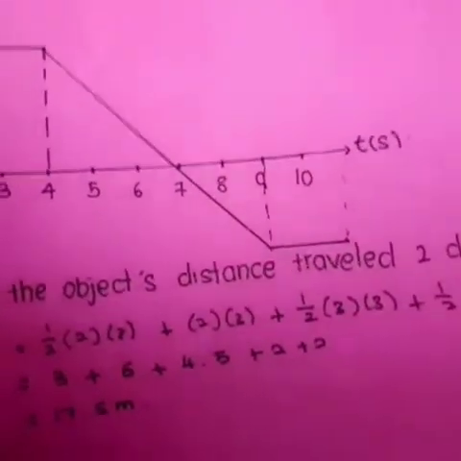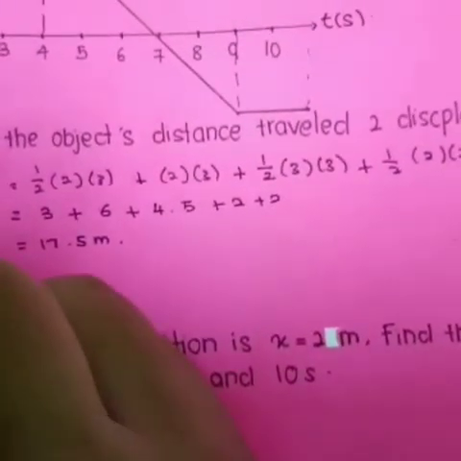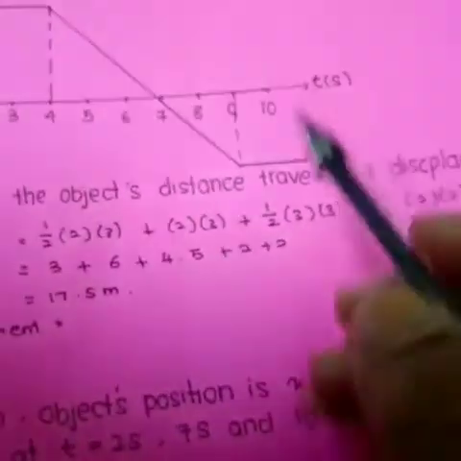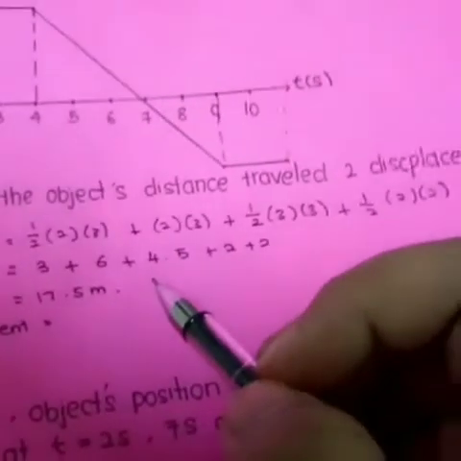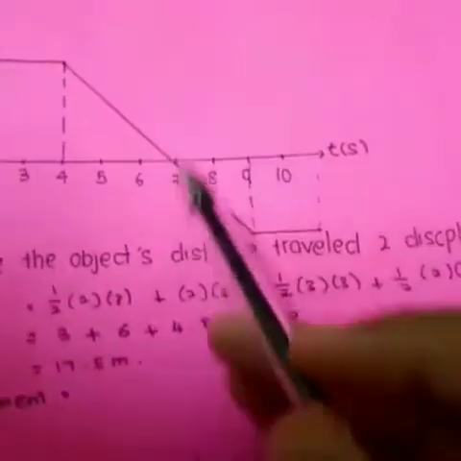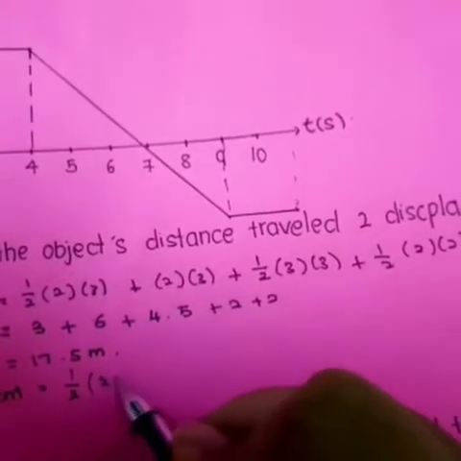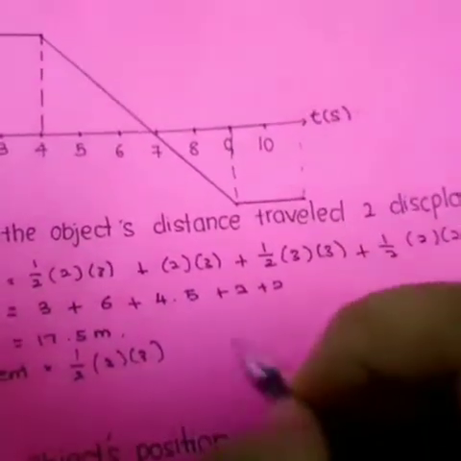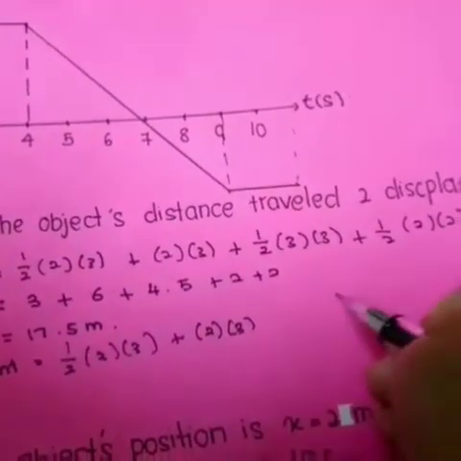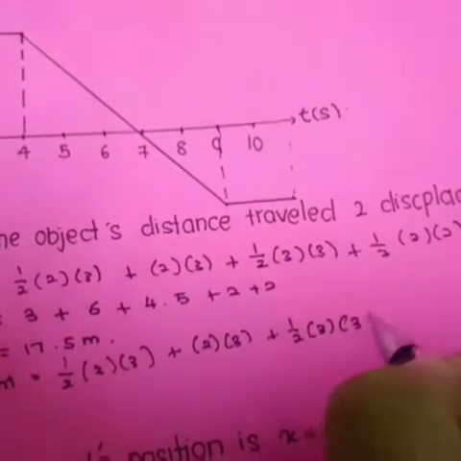So for displacement, we use the same formula, which is area under the graph, but we need to consider the positive or negative, which is above or under the graph. So 1/2 times 2 times 3 plus 2 times 3 plus 1/2 times 3 times 3.